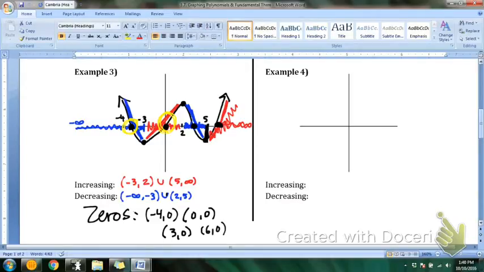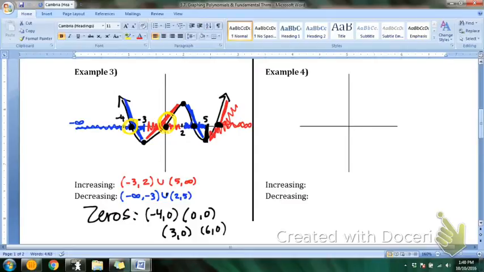Now, I want you to understand something. Your increasing and decreasing may look different than your neighbor's. Because you may look at your calculator and say that it stopped increasing at 1.5, and your neighbor may say that it stopped increasing at 2. As long as the graph on your paper matches your increasing and decreasing, that's what I look for. Not what your neighbor said, because these numbers are sometimes hard to find on your calculator, and I'll show you what that looks like in just a minute. But your paper should match your increasing and decreasing, not your neighbor's. The thing that should match is the zeros. That's not negotiable because of the way we're going to find them.